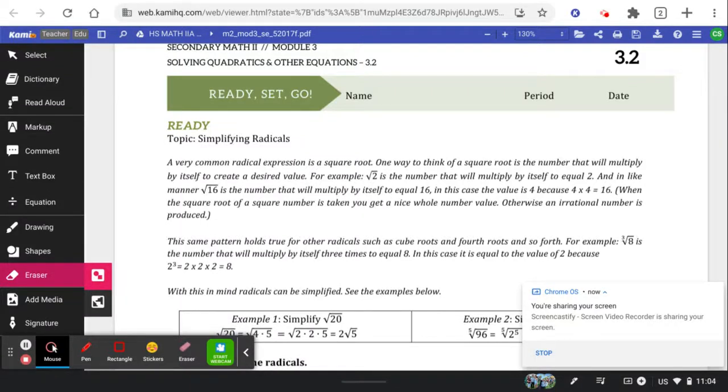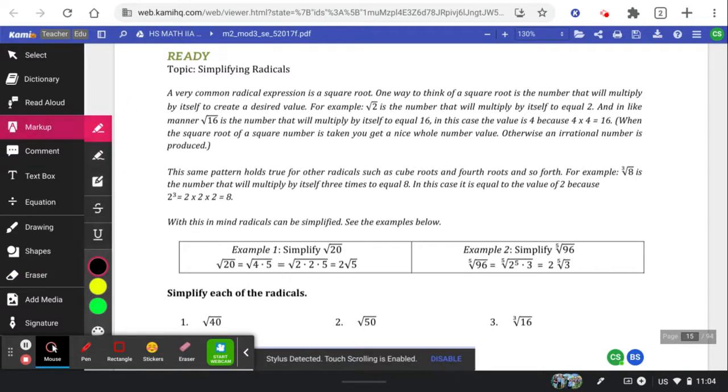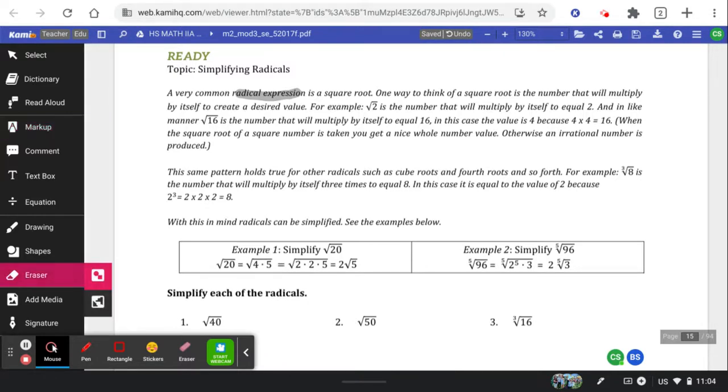Okay, we're looking at 3.2, ready to start. It says a very common radical expression is a square root. One way to think of a square root is a number that will multiply itself to create a desired value. For example, root 2 is the number that will multiply itself to equal 2. And in like manner, root 16 is the number that will multiply itself to equal 16.